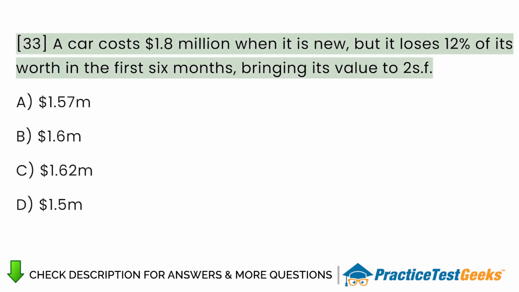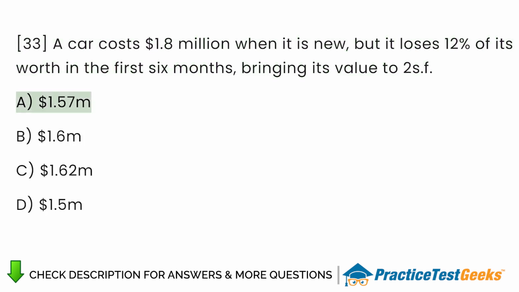A car costs $1.8 million when it is new, but it loses 12% of its worth in the first 6 months, bringing its value to 2 s.f. A. $1.57 million. B. $1.6 million. C. $1.62 million. D. $1.5 million.